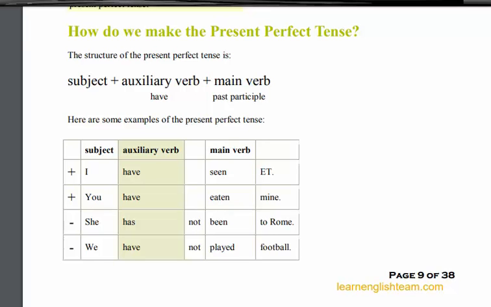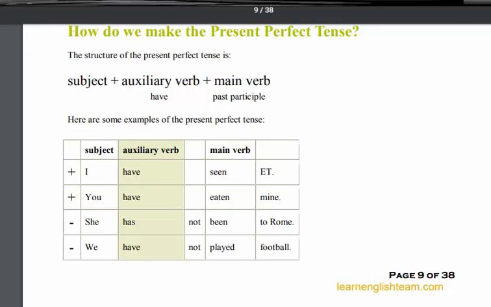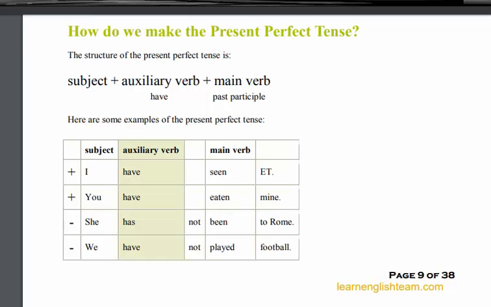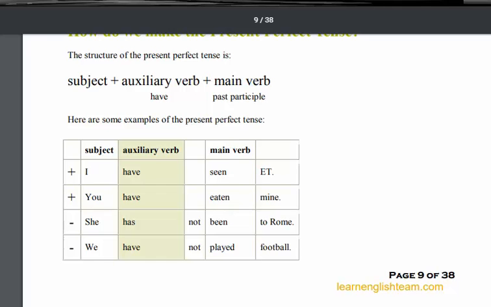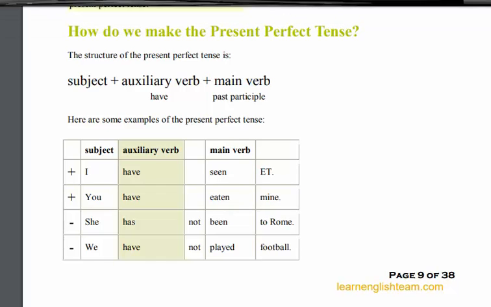Yes, how we make the present perfect tense. Number one, the structure of the present perfect tense is the subject. Now, what is the subject? The subject is the doer of the sentence. And then auxiliary verbs. The auxiliary verbs are the helping verbs that help the main verb or the main action. So in the present perfect tense, we use the auxiliary verb have or has. Have and has, two auxiliary verbs, are used in the present perfect tense along with the main verb.